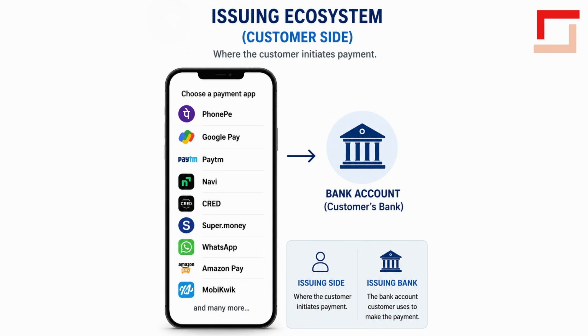to pay. Now these fintechs are called UPI TPAPs, third party apps. The largest TPAPs are PhonePe and Google Pay. Then there are major ones like Paytm, Navi, Cred, SuperMoney, WhatsApp, Amazon Pay, MobiKwik, among others. In total, there are 41 TPAPs in the country. Overall, there are 92 apps, including bank apps, using which you can make UPI payments. Now, the bank account the customer is using is the issuing bank here.